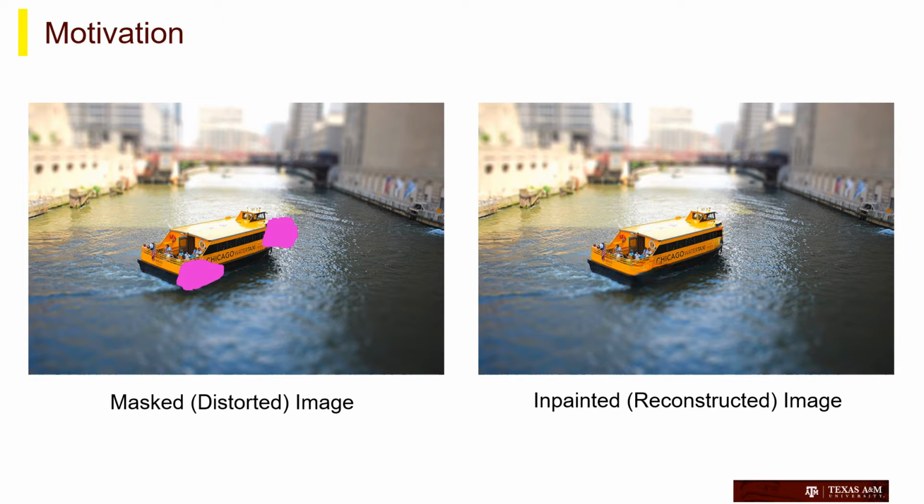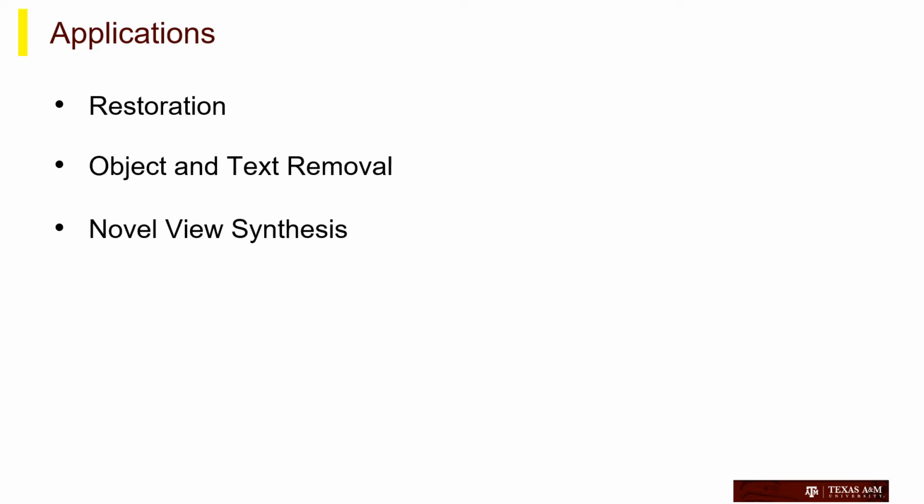Distortions in images may arise during the process of acquisition or due to deterioration, masking, or image editing. Image inpainting is the task of reconstructing missing regions in these distorted images. Its applications include restoration, object removal, novel view synthesis, and compression, among several others.